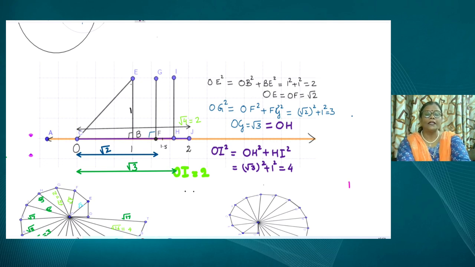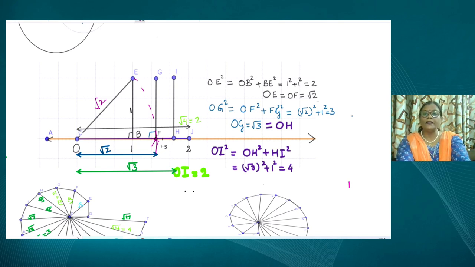OE is root 2. With O as center and OE as radius, we'll cut an arc. You'll find that arc will intersect the number line at point F. So this intersection of that arc on the number line gives us the length OF, which is nothing but root 2. So you have identified the position of root 2 on this number line. Now it's easy for us to get root 3 on the number line.